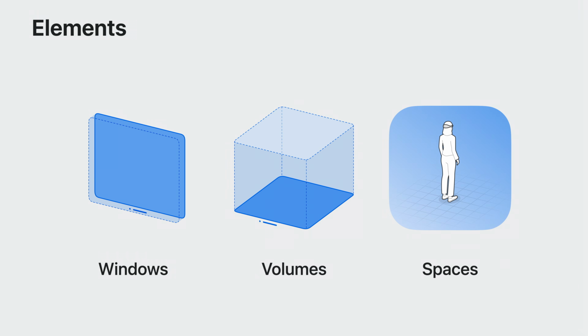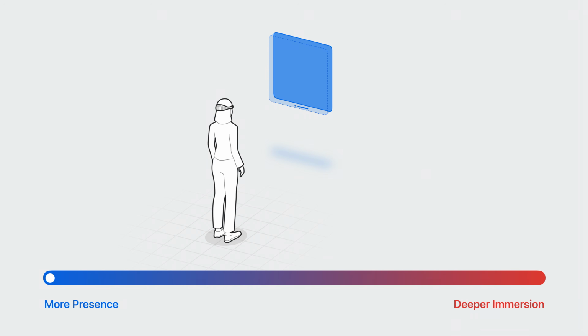As you've learned from Jim, there are multiple elements, windows, volumes, and spaces. You can look at this as a spectrum that your app can use to flex up and down depending on what is best for people using your app in a specific moment.